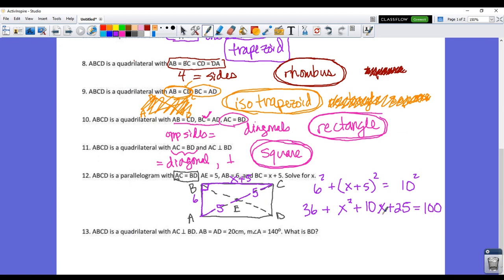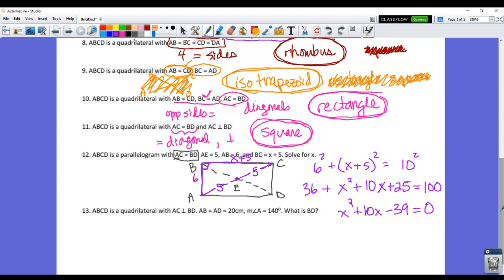So 25 and 36 is 61, and then minus 100 becomes x squared plus 10x minus 39 equals 0. So this is hopefully factorable. We're going to try and factor it. What numbers multiply to give us negative 39 and add to give 10? You might need to think about it for a second, but those numbers are 13 and 3. 13 times 3 is 39, and 13 minus 3 is 10.